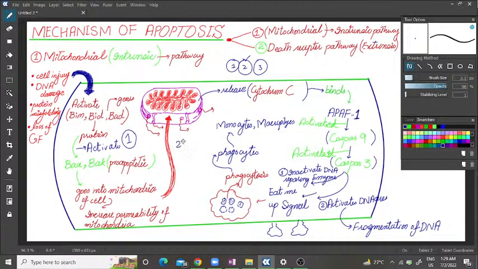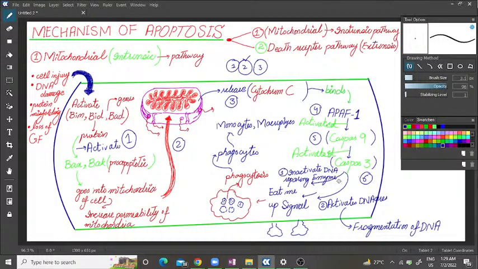In process number 2, these pro-apoptotic BAX and BAK proteins go into the mitochondria. This is process number 3: then it releases the cytochrome C. This cytochrome C then binds with the apoptotic factor 1. This is process number 4. Then it activates the Cas9, which is process number 5, and then it activates the Cas3, which is process number 6.